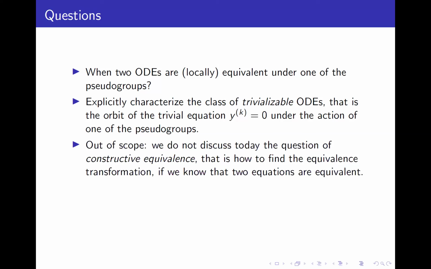And a few disclaimers. What we are not going to discuss is the so-called problem of constructive equivalence. Suppose we manage to find out that two equations are equivalent, or one equation is trivializable, that is, equivalent to the trivial one. This does not necessarily mean that we were able to find the transformation. That's an interesting thing, that to find the transformation, even if we know that the equation is trivializable, is by itself a separate task.